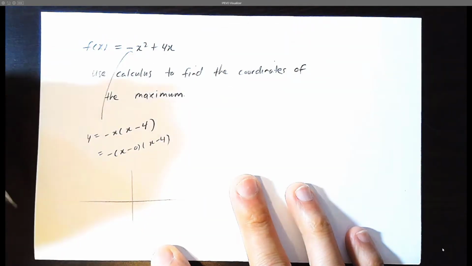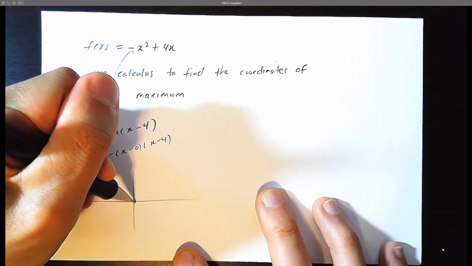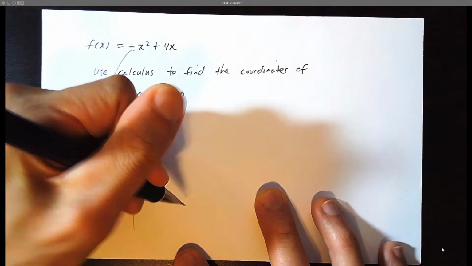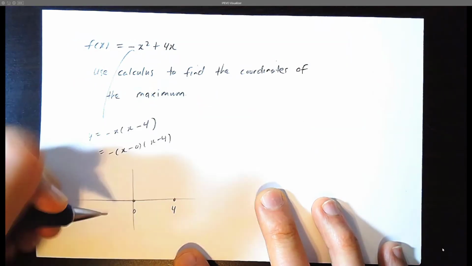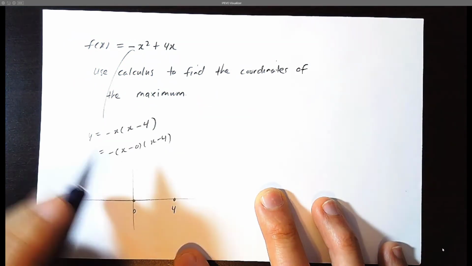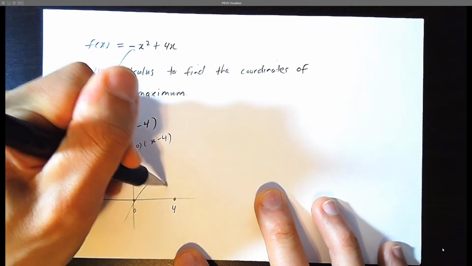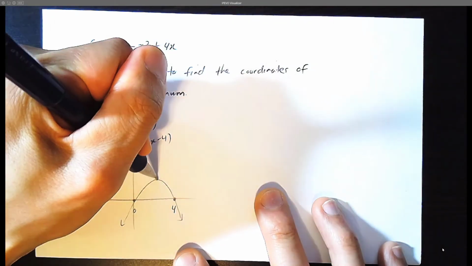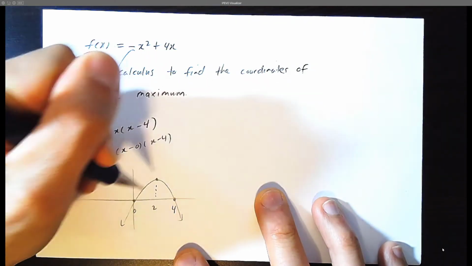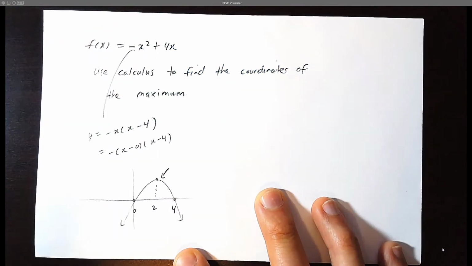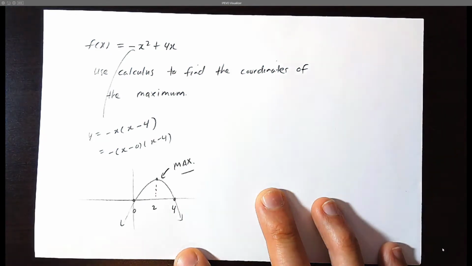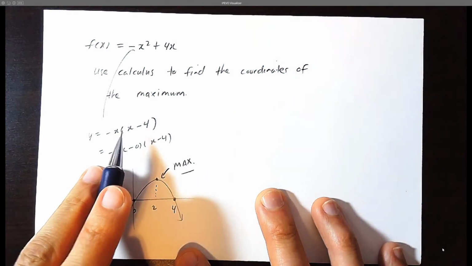Just knowing a little bit about parabolas, you know that the roots are going to be 0 and 4. It's not going to be a happy face. The negative sign means it's going to be a sad face. The halfway point between these roots, these x-intercepts, is going to be 2. So we know that at x equals 2 we have a local maximum. We have a maximum value here. So we don't really need to use calculus, but let's just do so anyways.